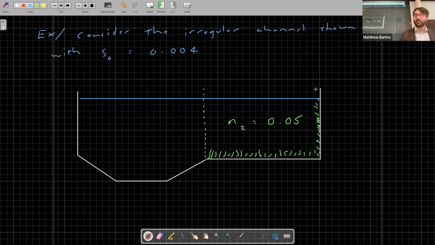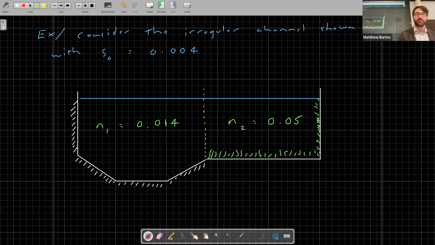So the right side of the channel is going to be grassed. The left side, this concrete portion, is going to be made out of concrete. Yeah, this wall is going to be concrete as well. And this section here will have a roughness of 0.014. That's a value that's typical for concrete.